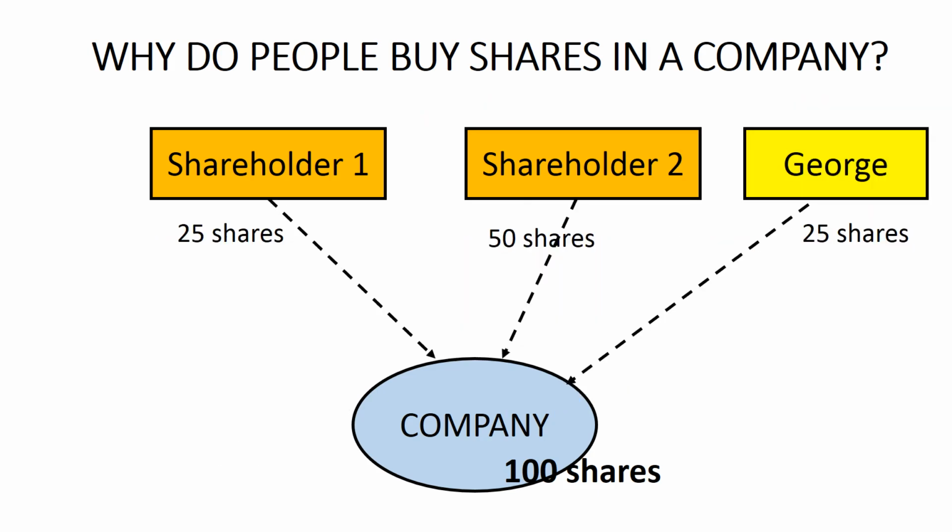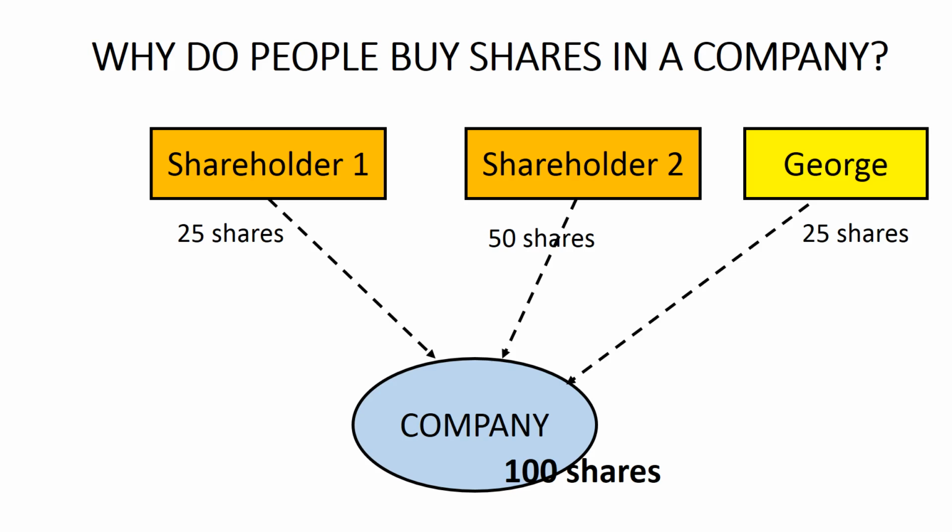Well, after shareholder 2 has sold 25 shares to George, George now becomes a shareholder in the company along with shareholder 1 and shareholder 2. And so George will now be entitled to receive dividends when the company makes a profit, and if he wants to at some time in the future, he will also be entitled to sell some or all of his 25 shares in the company to another person who will then also become a shareholder in the company.